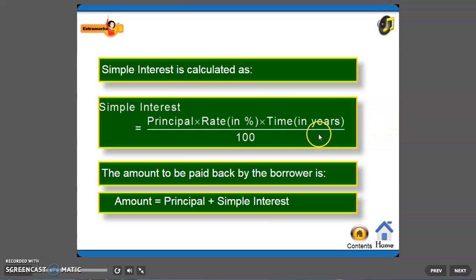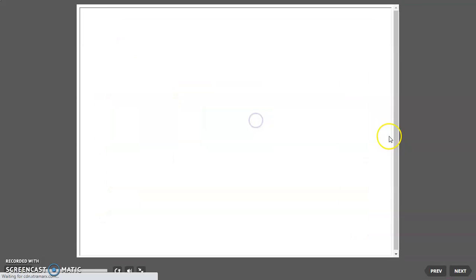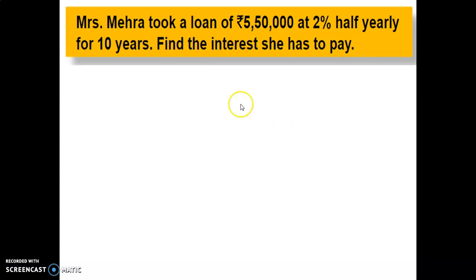Hi children, now let's see how to find or how to calculate simple interest. It is calculated using the formula: simple interest is equal to principal into rate into time divided by 100. In short, we write it in two different ways. Before getting into this question, let us see how to write the formula for simple interest in two different ways.